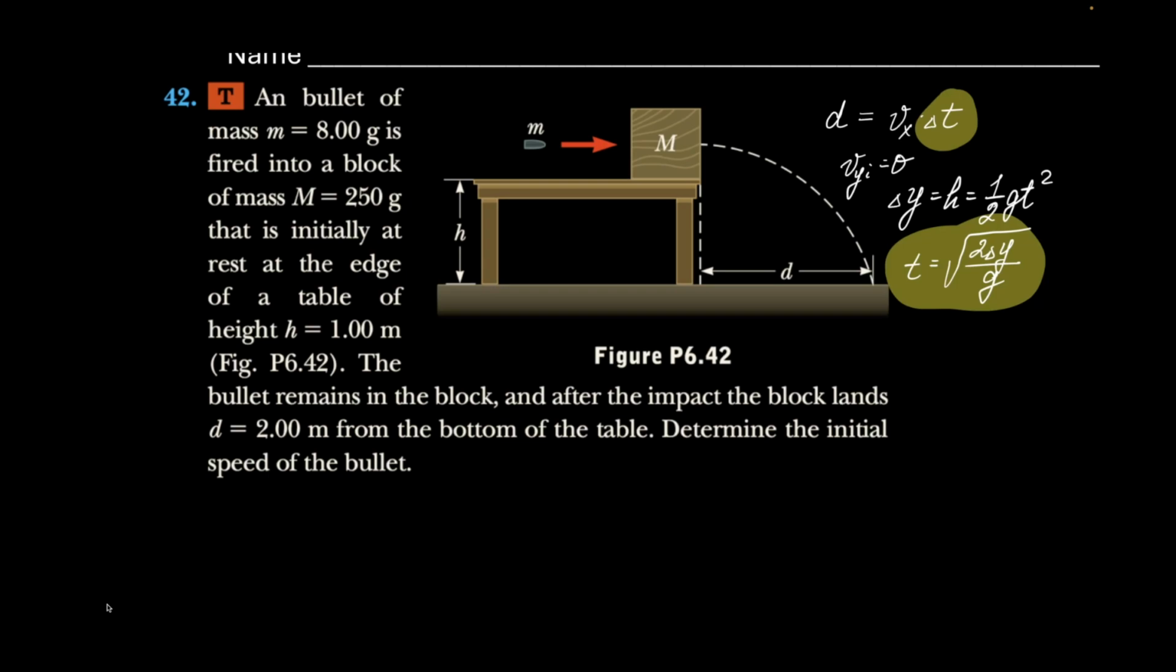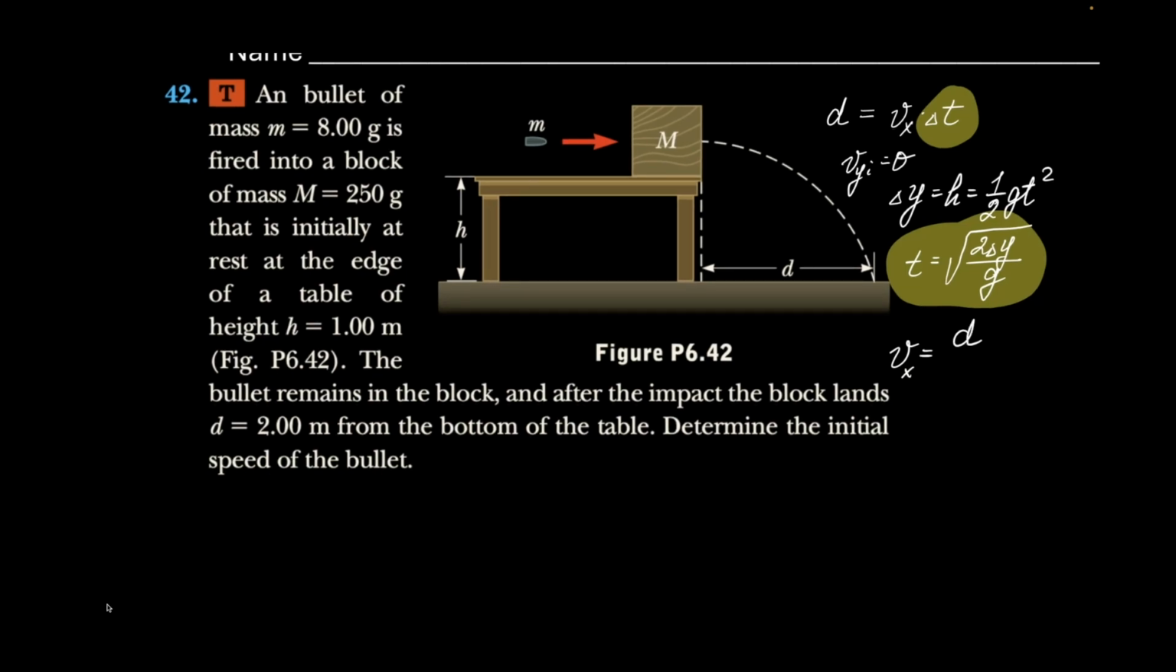And d is given, and we're looking actually for vx. So vx from there is going to be our distance, which is given to us as 2 meters, divided by the root of 2y, and then the root of g upstairs, because we are dividing by a fraction. How do I connect this v that I find right here to the initial speed of the bullet? That is where conservation of momentum comes in.